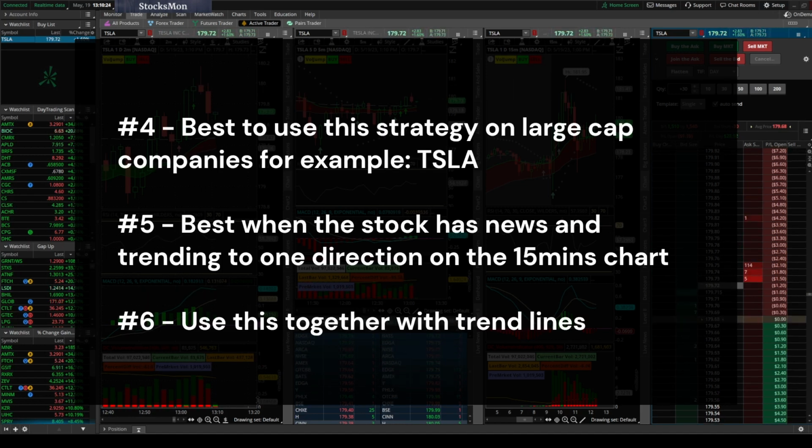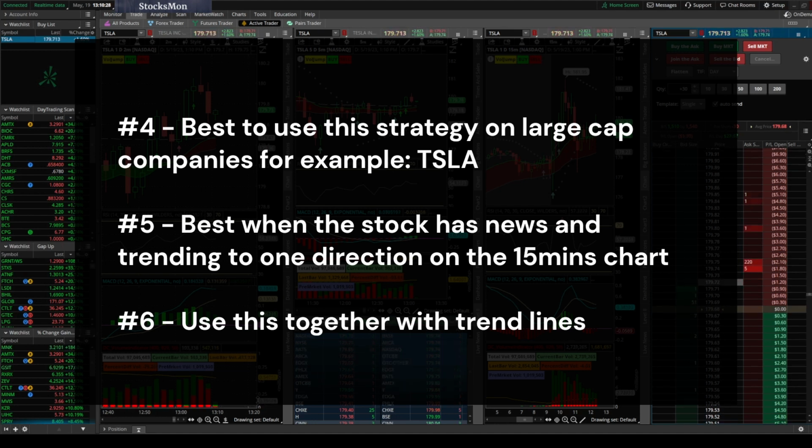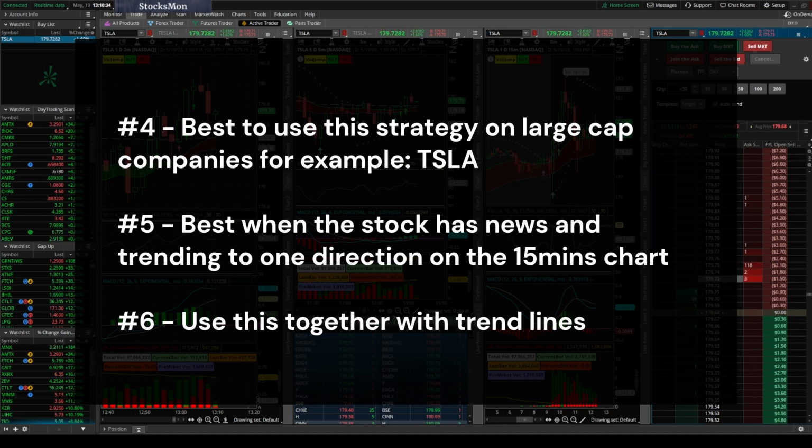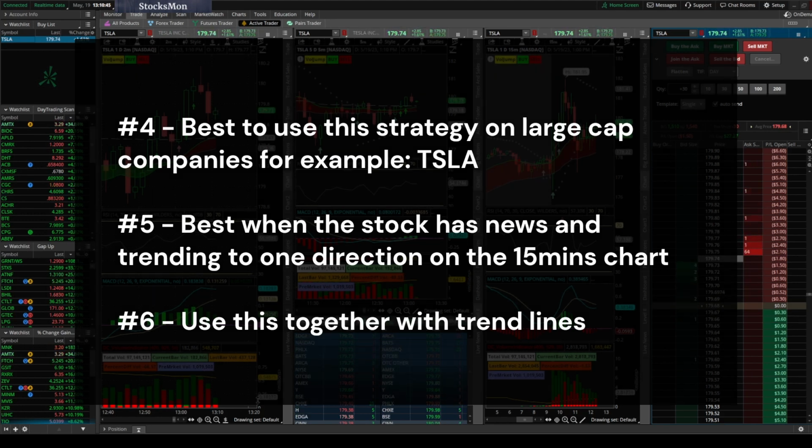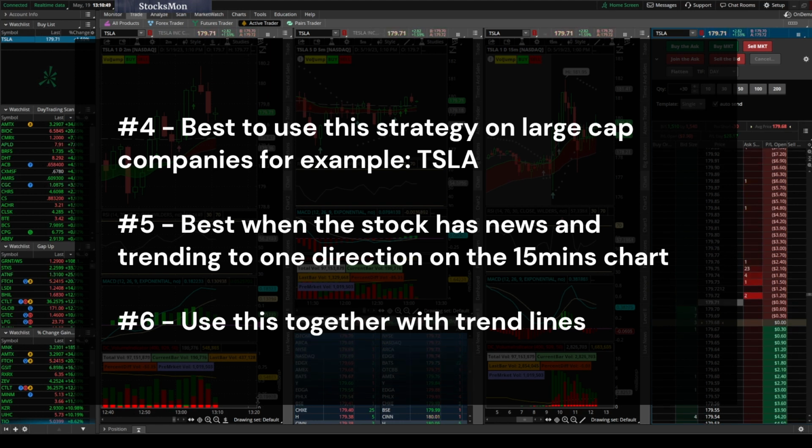Requirement number four, best to use the strategy on large cap companies, for example, Tesla or Apple. Requirement number five, best when the stock has news and is trending in one direction on the 15-minute chart. Requirement number six, use this together with trend lines.